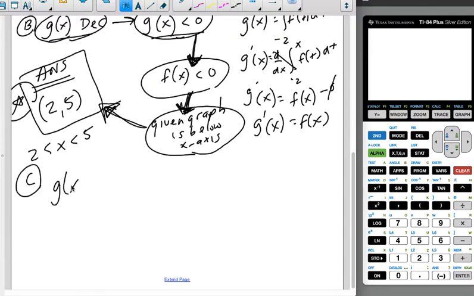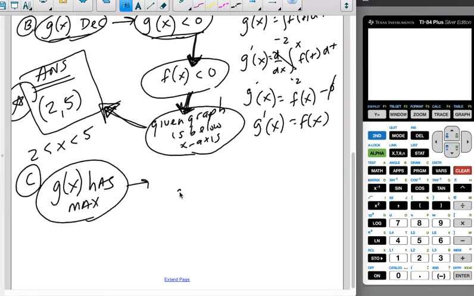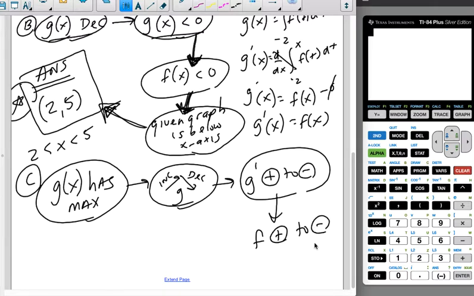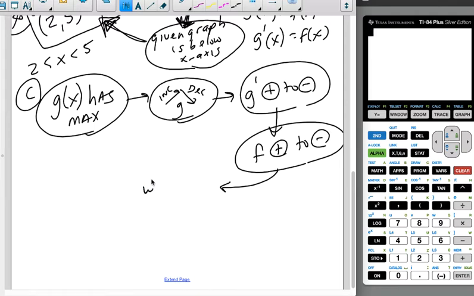If g of x has a max, that means that g goes from increasing to decreasing, right? Well, that means that g prime goes from positive to negative, but we've seen that g prime is the same as f, so we want f to go from positive to negative. So that's what I'm looking for with my eyeballs.